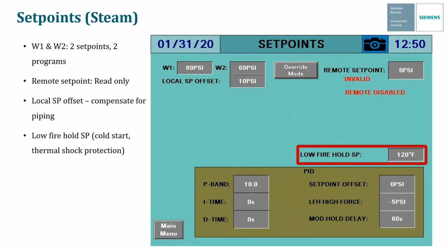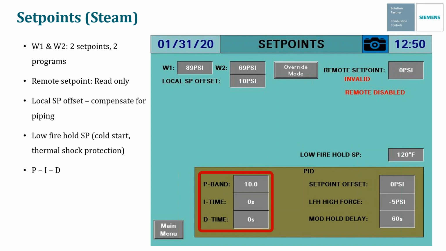The low fire hold set point is down here on the bottom right. And again, this is the same thing as cold start or thermal shock protection. Essentially what it says is when I turn a boiler on, if the temperature of that boiler is below this set point, hold the boiler in low fire until it reaches this value. So if it's below 120 degrees, it's just going to hold that boiler at low fire and not let it modulate until it gets above 120 degrees Fahrenheit. We do this in order to prevent any thermal shock from occurring inside of the boiler and damaging the boiler.